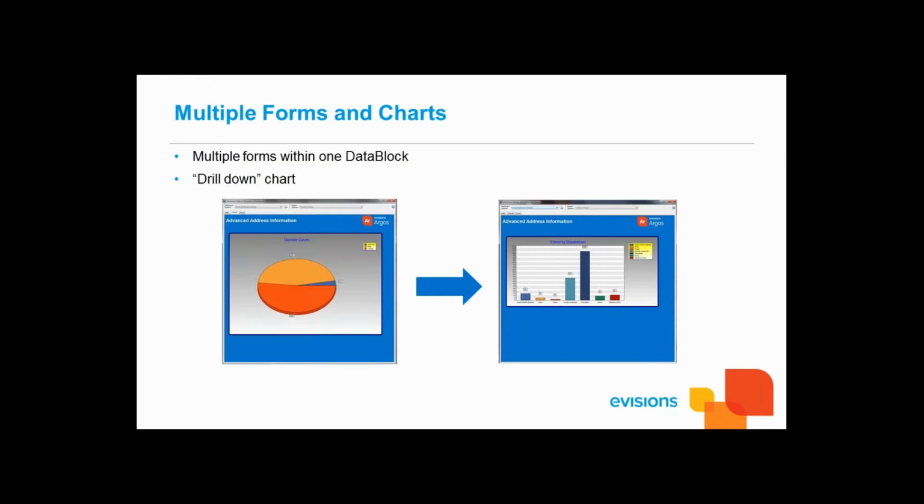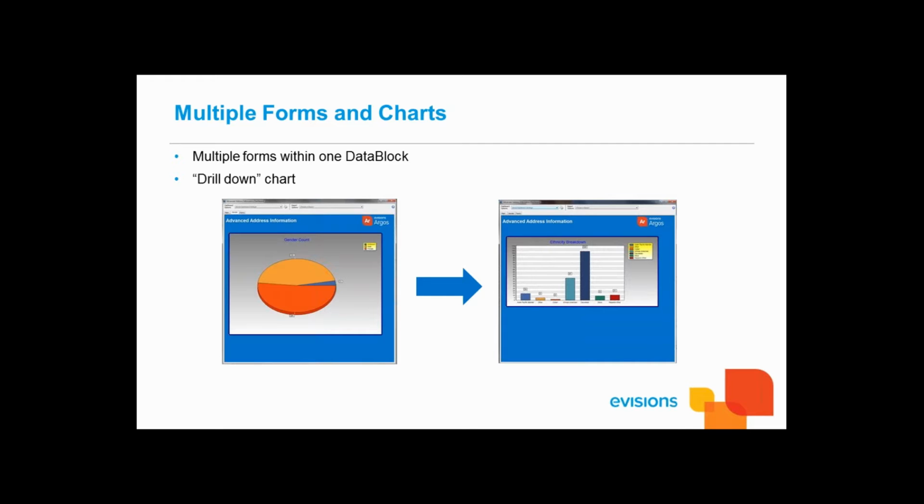The first two topics I'd like to cover are multiple forms and charts. Depending on the amount of objects that you need in your form, or the setup you're trying to accomplish, one form may not be enough. Argos allows you to use multiple forms within one data block. In our example, you'll see how a separate form can be used to display the results in a chart. We'll also take a look at how to create new forms and how they can be accessed. We'll also take a look at how to create a chart and how charts and forms can be used together to create a drill-down chart.